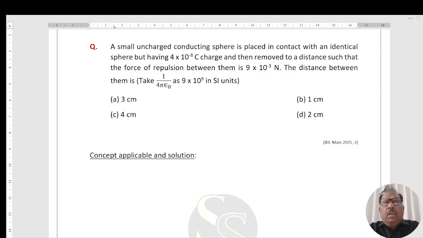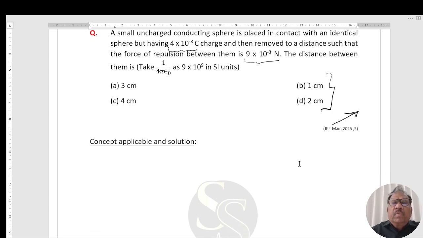Question is, a small uncharged conducting sphere is placed in contact with an identical sphere but having 4 × 10⁻⁸ Coulomb charge, and then removed to a distance such that force of repulsion between them is 9 × 10⁻³ Newton. The distance between them is, 4 options are given, one of the options is correct. Question taken from JEE Main 2025 PYQs.